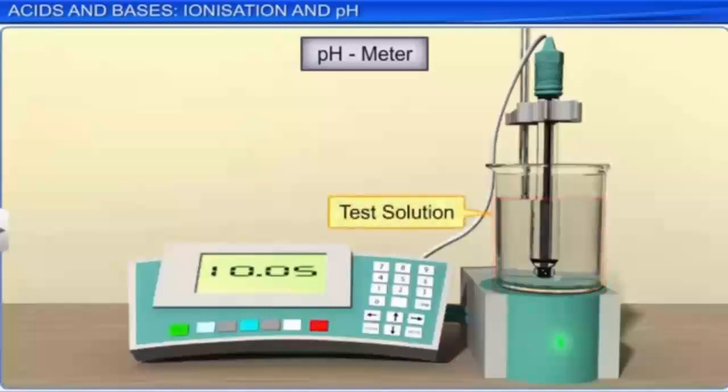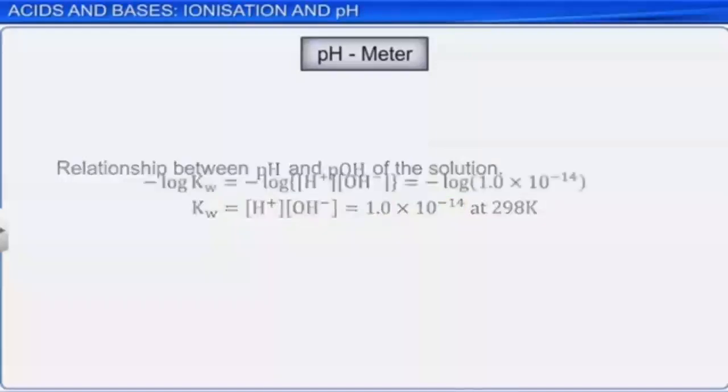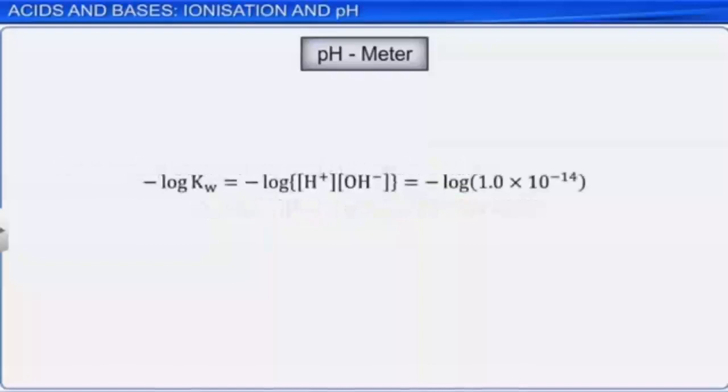As we saw earlier, the ionic product of water at 298 Kelvin is equal to the product of the concentration of H plus and OH minus ions, which is equal to 1 multiplied by 10 to the power of minus 14. On taking negative logarithm on both sides of the equation, we get negative log of Kw is equal to negative log of H plus and OH minus ion concentrations, which is equal to negative log of 1 multiplied by 10 to the power of minus 14.